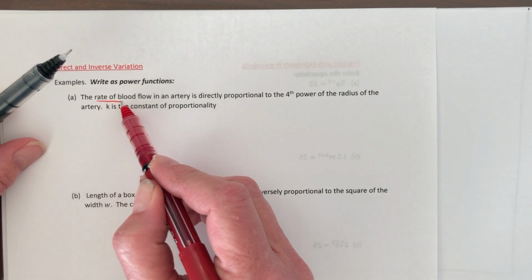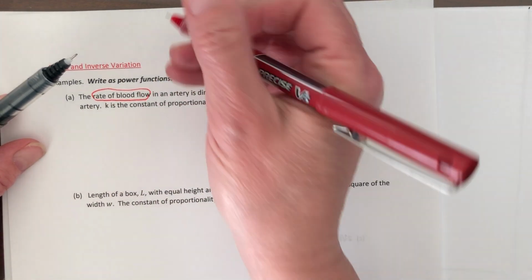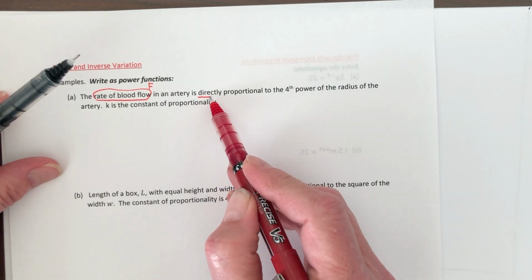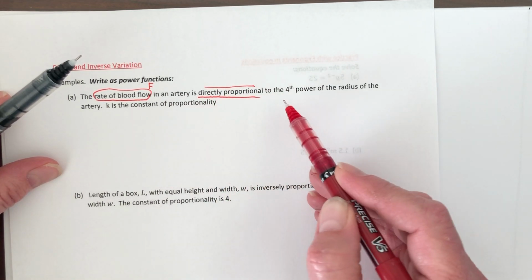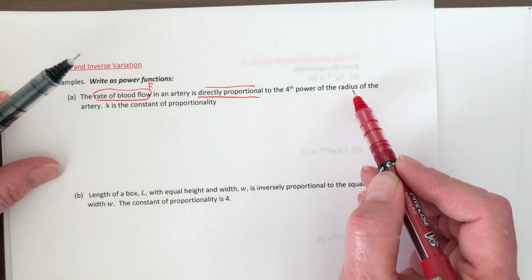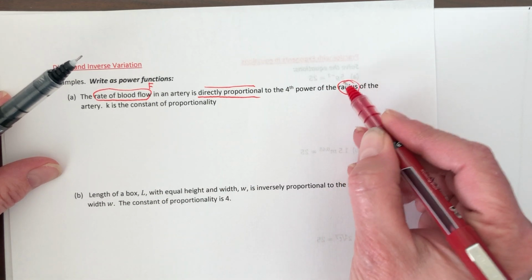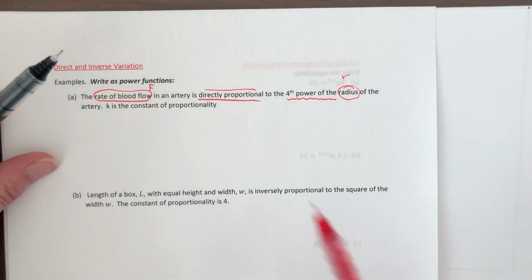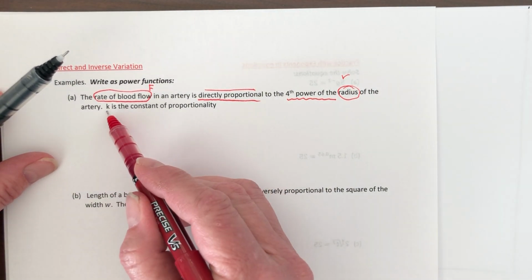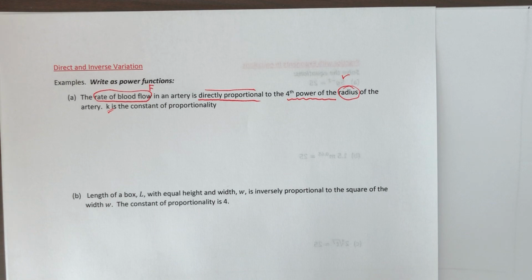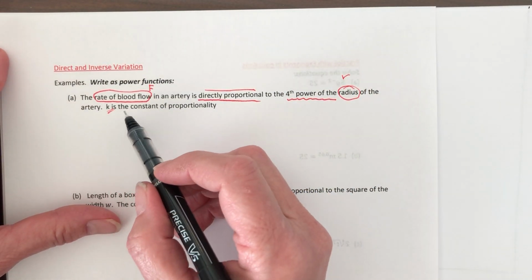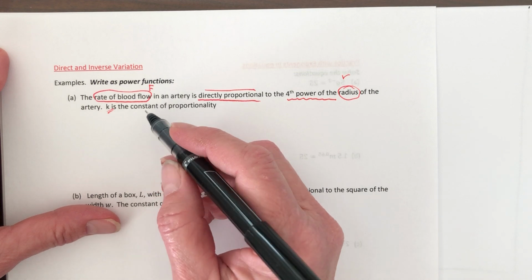So the rate of blood flow, we'll call that capital F, in an artery is directly proportional. We know what directly proportional should look like, to the fourth power of the radius. Let's call radius R, of the artery, and K is the constant of proportionality. So we don't have a number, but we have a variable K. Okay, let's translate this into the algebraic relationship.